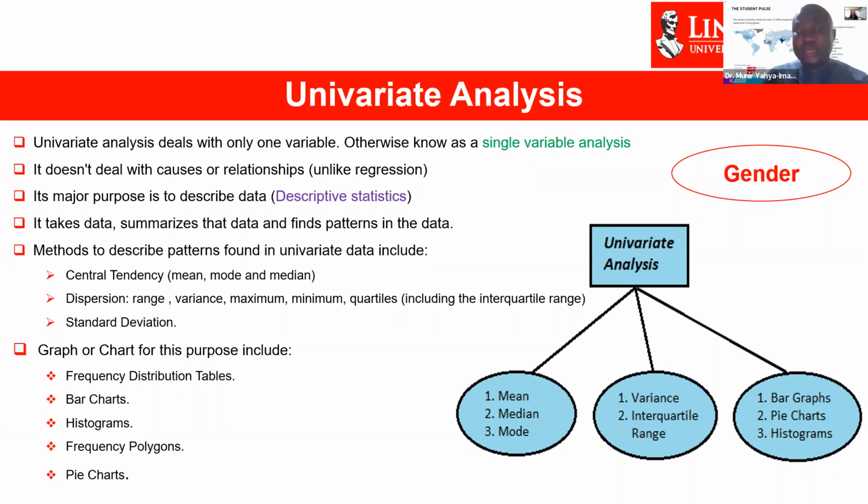Methods to describe patterns found in univariate data include central tendency, which includes mean, mode, median. You can have dispersion, which includes range, variance, maximum, minimum, quartiles, which include interquartile ranges, as well as standard deviation. And of course, you can display this using bar graph, pie chart, histogram, frequency distribution tables, and the likes. Okay, an example of a univariate variable can be gender.